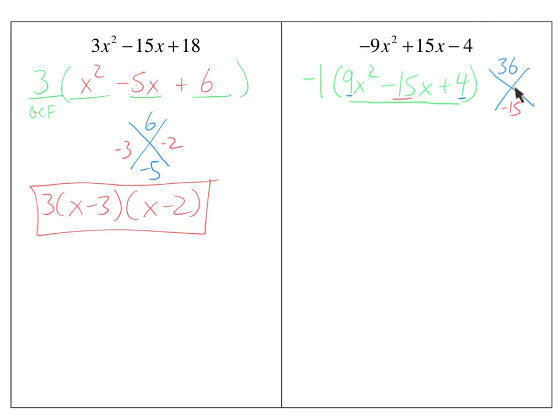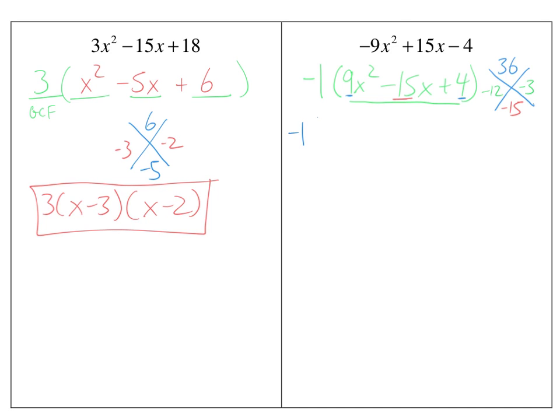Okay, next. So what two numbers multiply to get 36 and add to get negative 15? Well, to me, it looks like negative 12 times negative 3. That doesn't make any sense how I said that, but that looks like it would work.